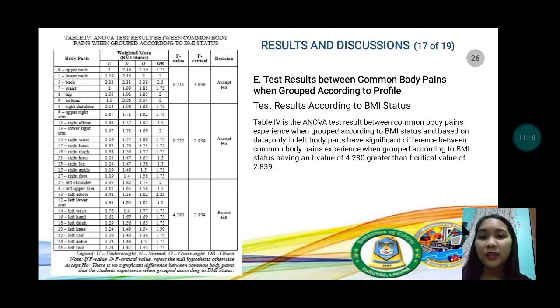Table 4 is the ANOVA test results between common body pains experienced when grouped according to BMI status, and based on the data, only the left body parts have a significant difference between common body pains experienced when grouped according to BMI status, having an F value of 4.28 greater than the F critical value of 2.84.